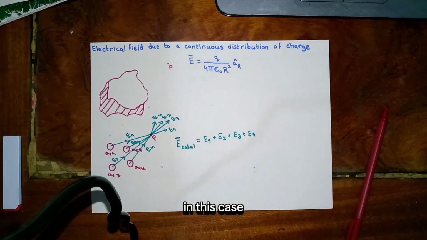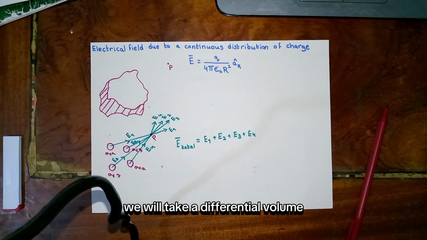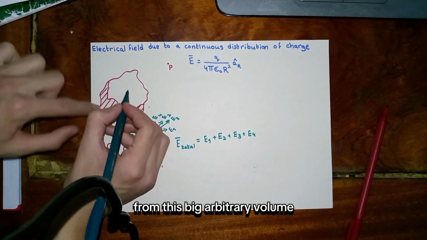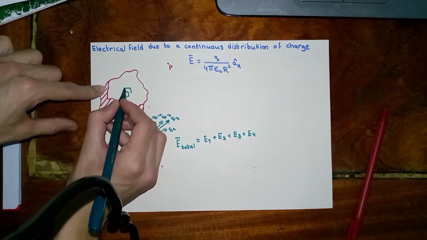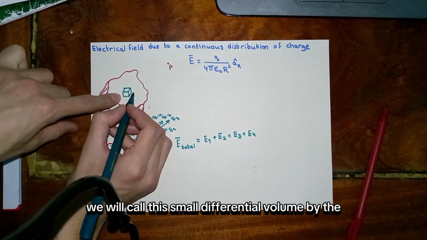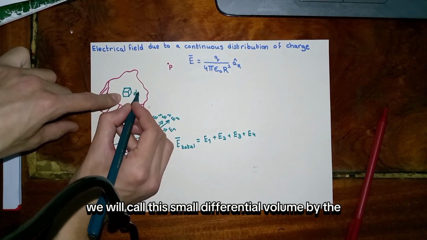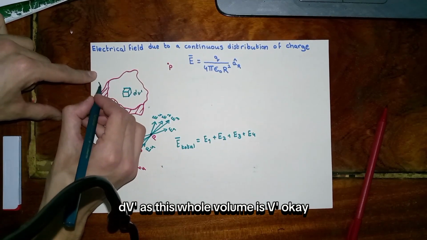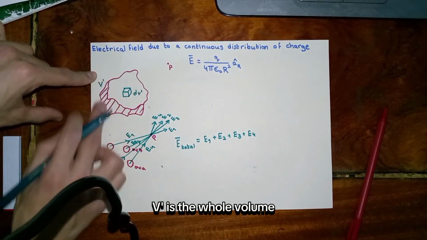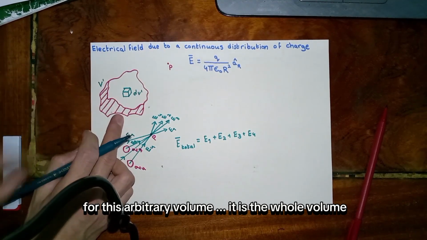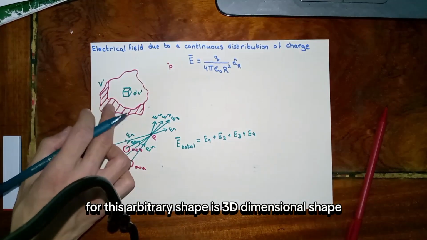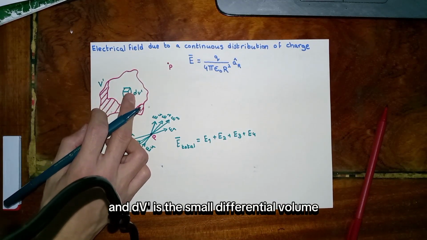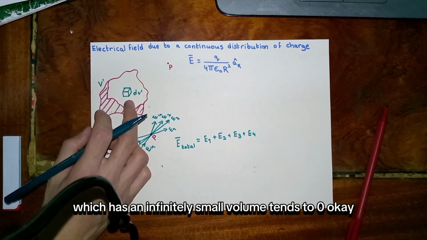In this case, we will take a differential value from this big arbitrary volume. We will call this small differential value dv primed, as this whole volume is v primed. Okay, v primed is the whole volume of this arbitrary three-dimensional shape, and dv primed is the small differential volume which has an infinitely small volume tending to zero.